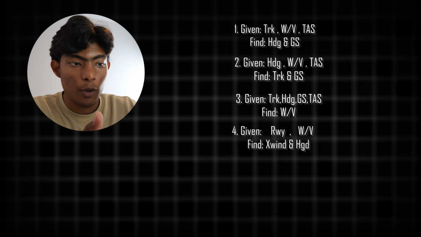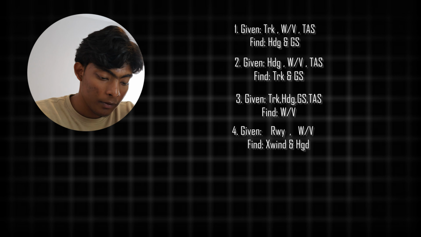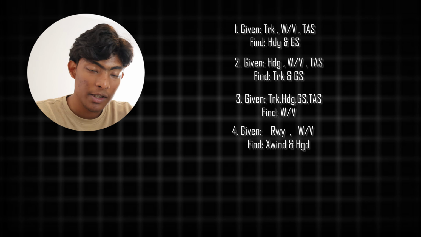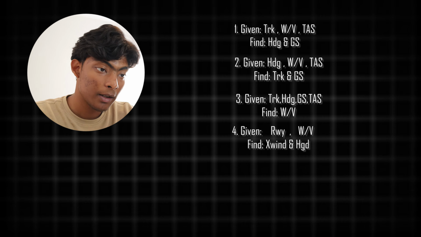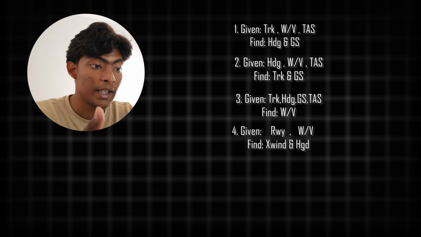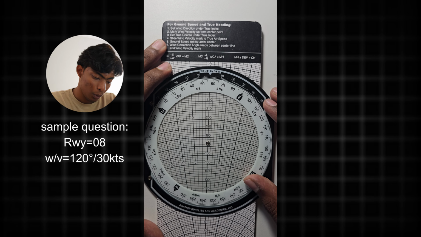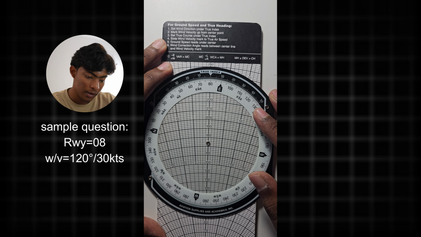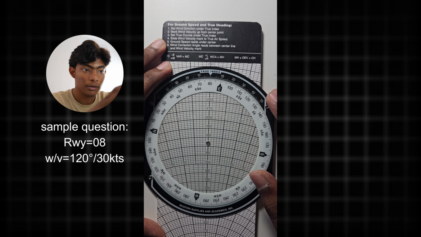Moving on with the fourth type of question. In this question, we have been given our runway orientation, that is our runway heading, the wind speed, and the wind direction, and it's telling us to find the strength of the headwind and the crosswind. The first thing we need to do is bring the runway heading, which in this case is 080 degrees, under the true index.